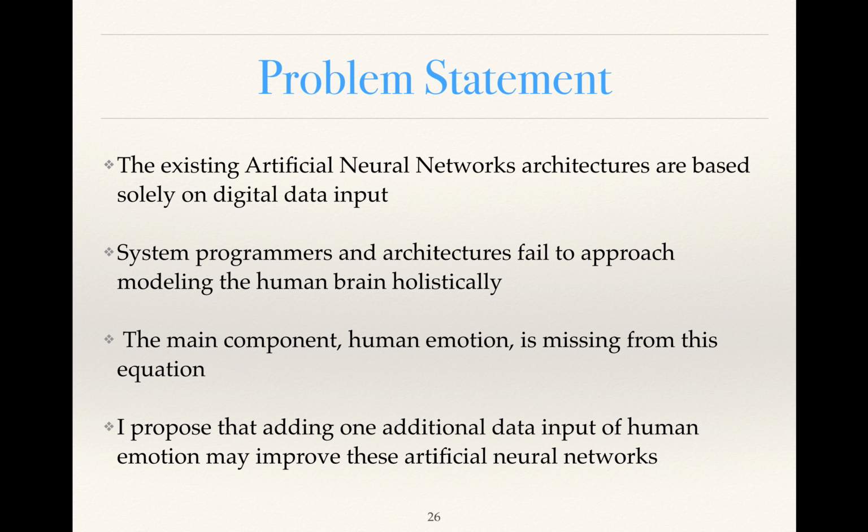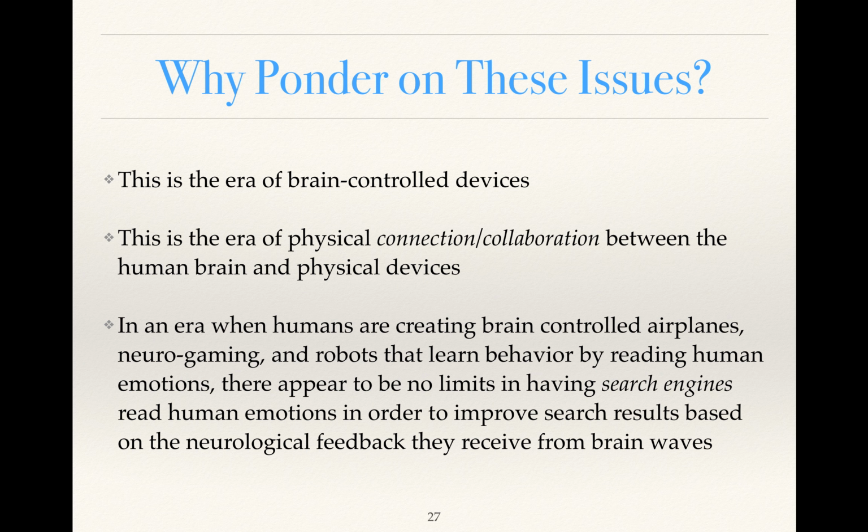So my proposal is that we do need to add one additional data input to these architectures of artificial neural networks, just so that we're able to mimic the brain more holistically and more realistically. Otherwise, we're just looking at it from the digital data input perspective.